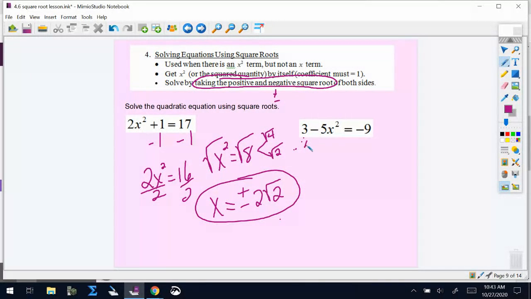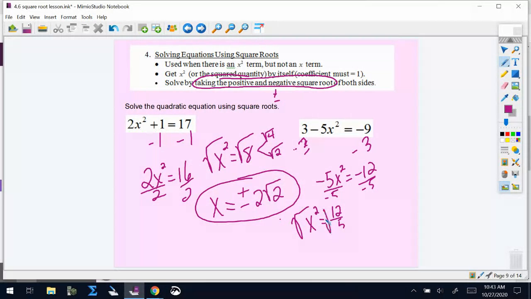Next one starts off the same. You want to isolate the x squared. So I'm going to subtract 3 on both sides. So I have a negative 5x squared equals negative 12. Then I'm going to divide both sides by negative 5. So you get x squared equals 12 fifths. This one's actually a little messier than some of the other ones we're going to do.